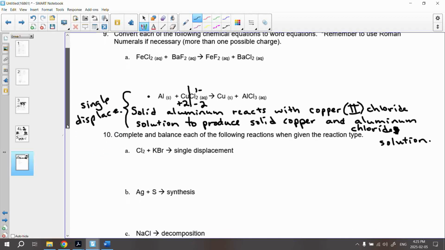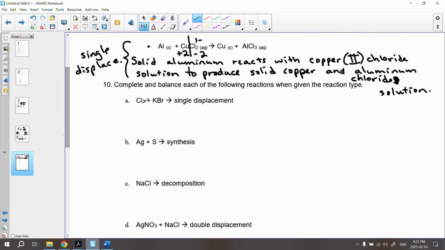Okay, finally, we're almost done here. The last thing you can do is you can finish a reaction, okay? So I'll do 1 or 2 of these, and then you'll have to rely on the little bit of notes we made about reaction types to help you with the other ones.